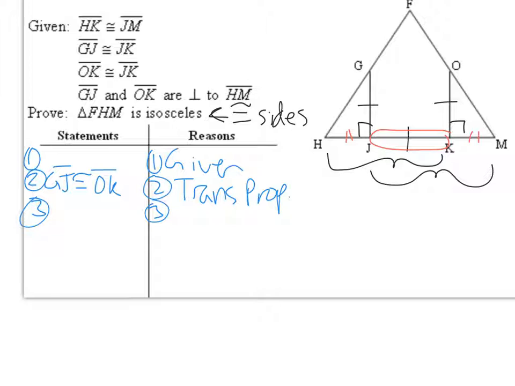All right. Next one. I know that HJ is congruent to KM. Subtraction property.